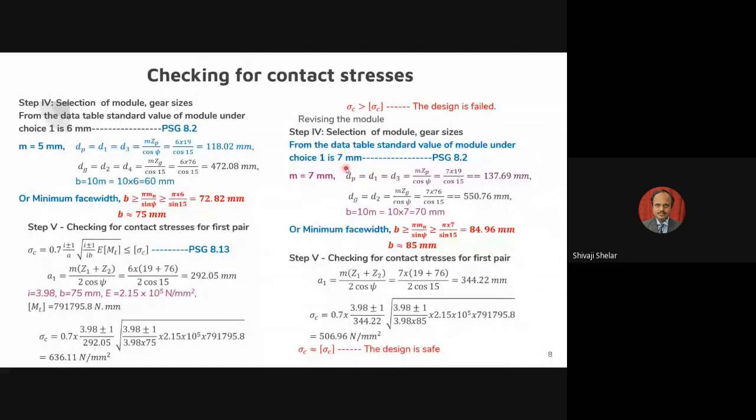So with m equal to 7 mm, dP and dG will change. dP will come as 137.69 and dG will come as 550.76 mm. From the normal relation it is 70 mm, but the minimum face width with module of 7 mm is 84.96, so we are selecting 85. The revised face width is now 85. With this revised face width, the revised center distance will be 344.22. When you put these values in this equation, this value comes as 506. Permitted value is 500, so very close.